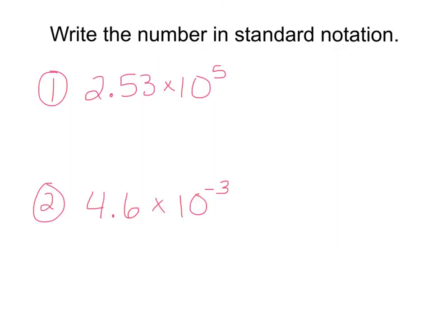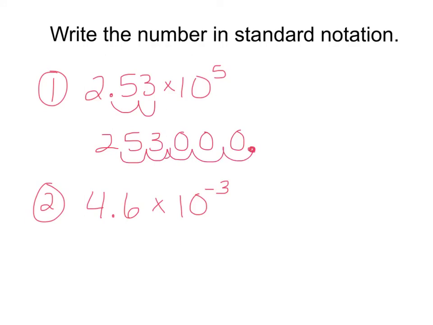Our last two problems here: write the number in standard notation. We're given it in scientific, and we want to write it in standard. All we have to do here is take our decimal, and our exponent is positive 5, so that means my decimal is going to move to the right. We're going to take 2.53 and move the decimal place 5 places to the right. So 253, I'm just going to put some zeros here. It starts here, so 1, 2, 3, 4, 5, and my decimal place goes there. So 253,000 would be your answer.